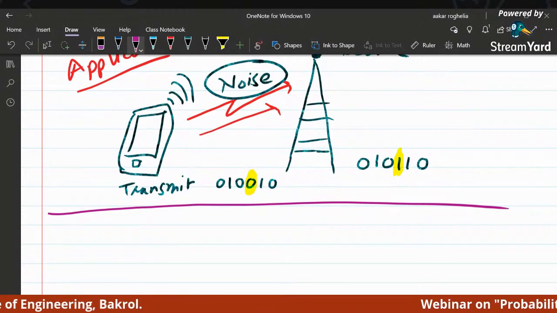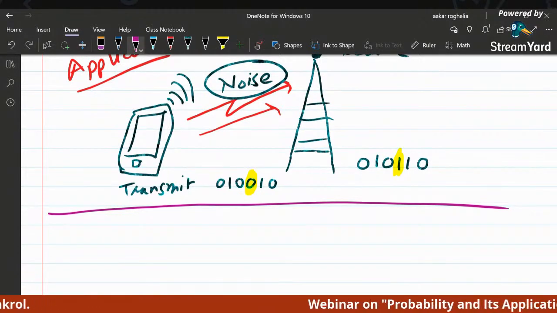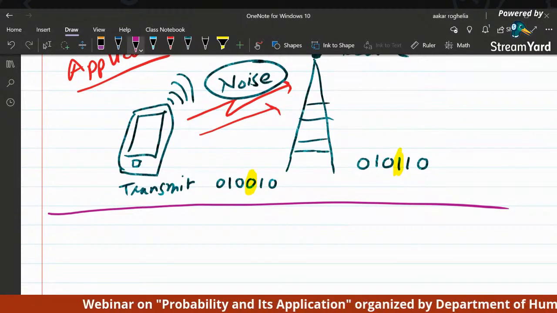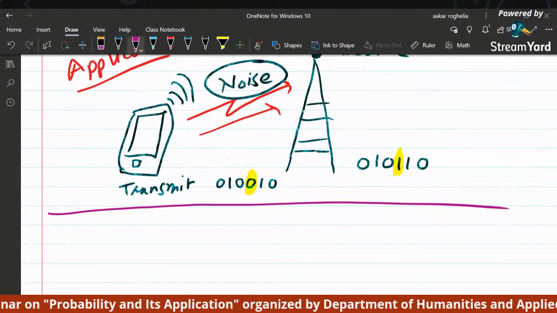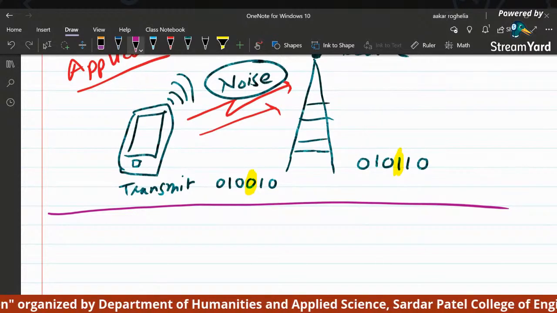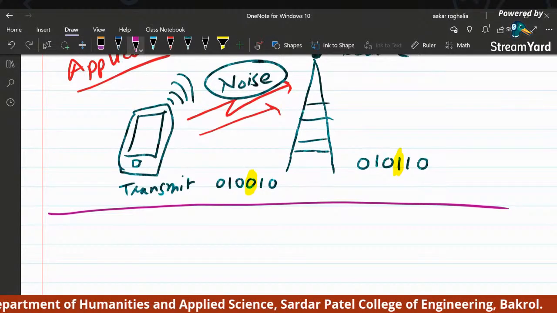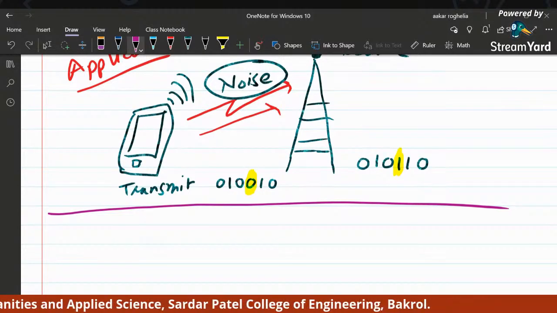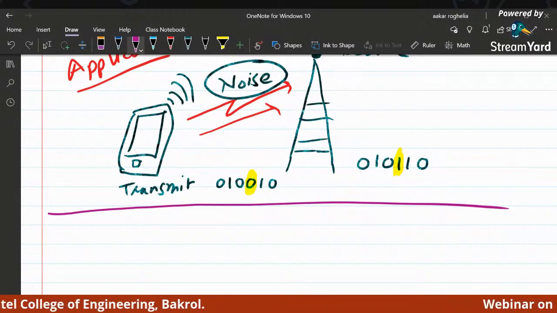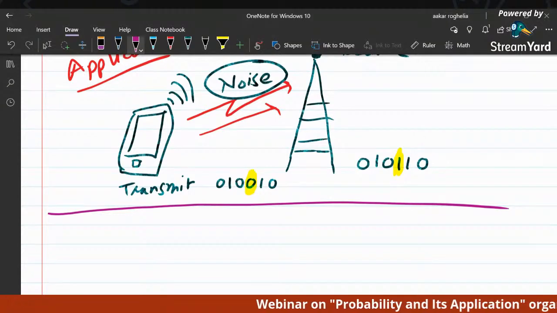You can pick up any discipline or any area in any subject. You can find one of the applications like this because randomness is everywhere. Randomness is everywhere. Even we don't know whether we are going to wake up tomorrow or not. That is also random. Hence, probability is a powerful tool to understand and manage this type of thing.